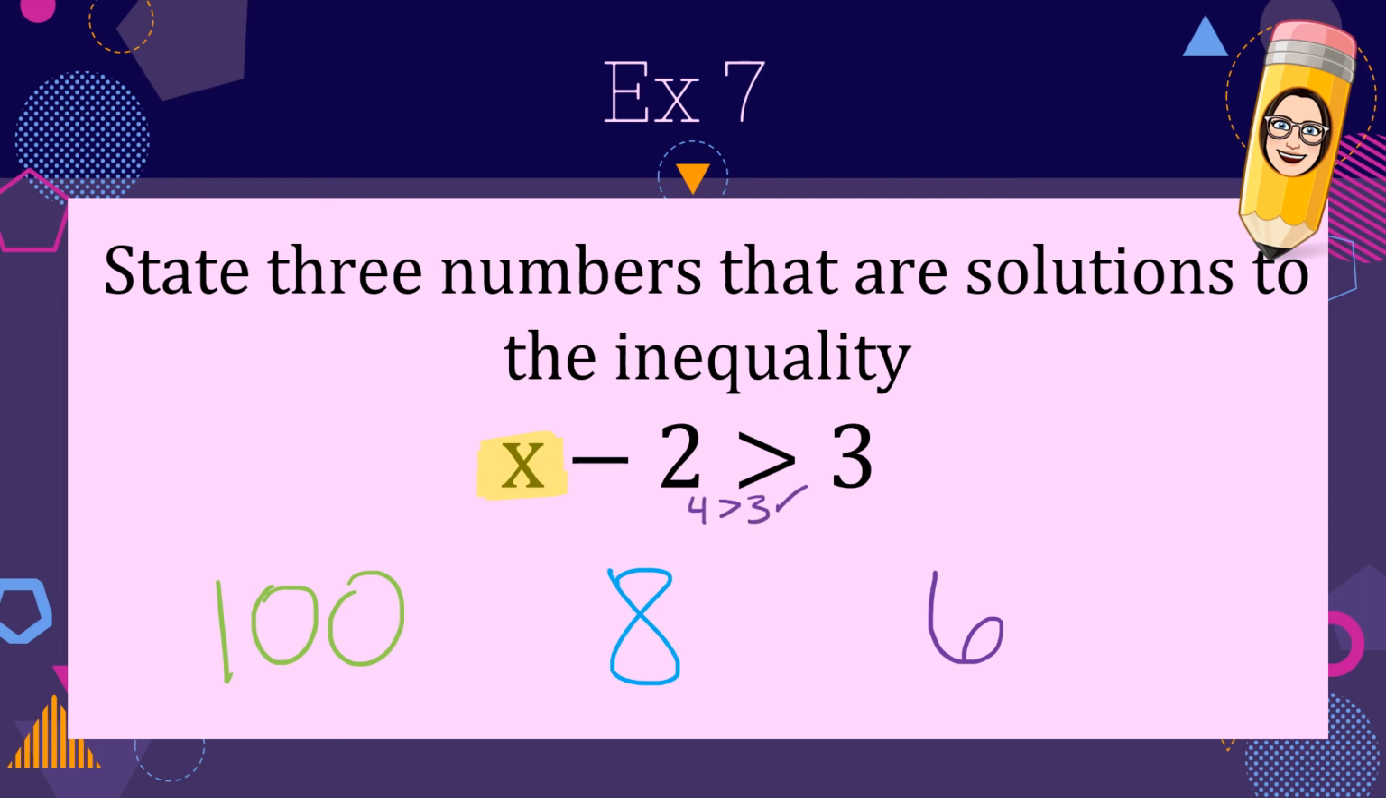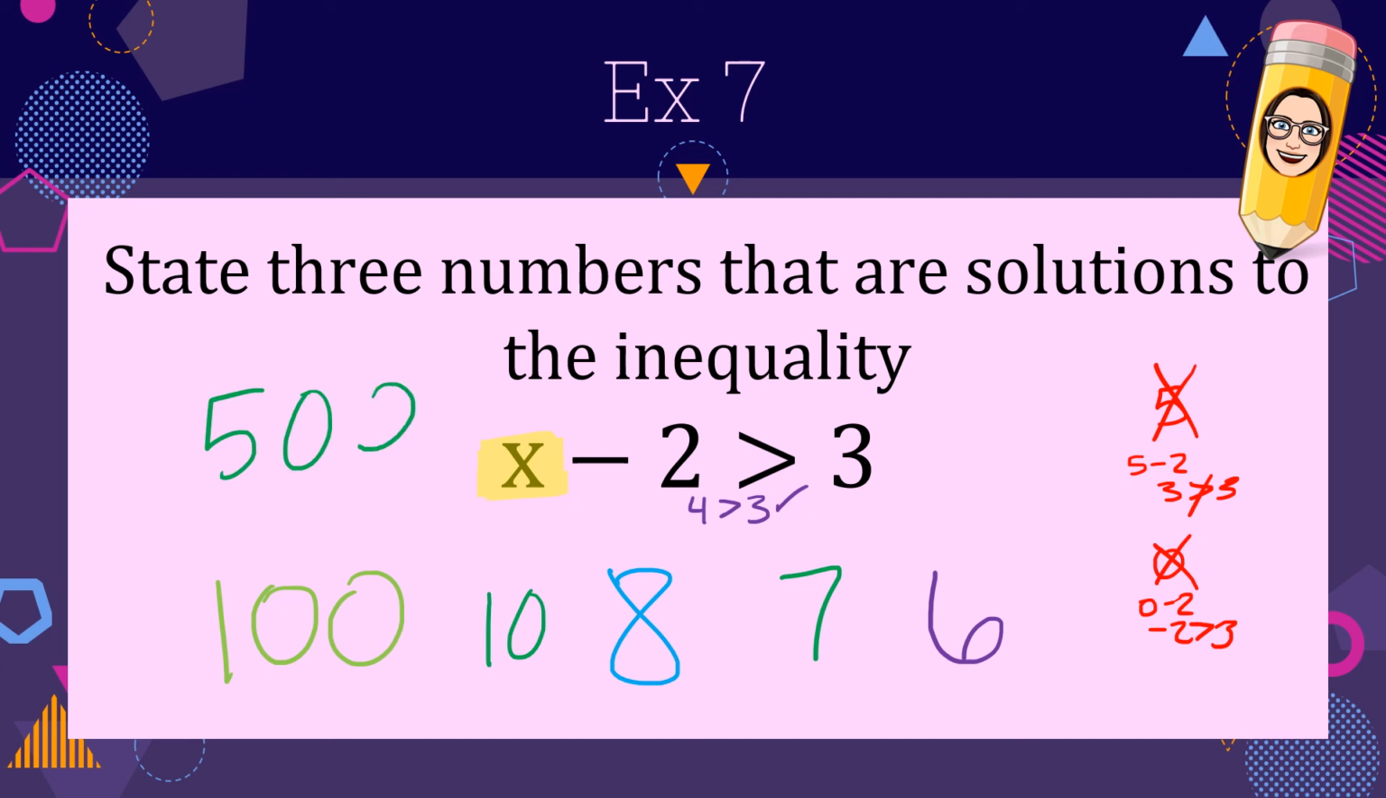Yeah. So here's the numbers that are not okay. You don't have to write these down, but let's talk about it. 5 would be not good because 5 minus 2 is 3, and 3 is not greater than 3. 0 would not be good because 0 minus 2 is -2, and -2 is not greater than 3, right? So we hit this number where anything on the other side of it's bad. So we need numbers that are 6 or bigger. So we could even say 7, we could say 10, we could say 500. Any of those numbers would work.